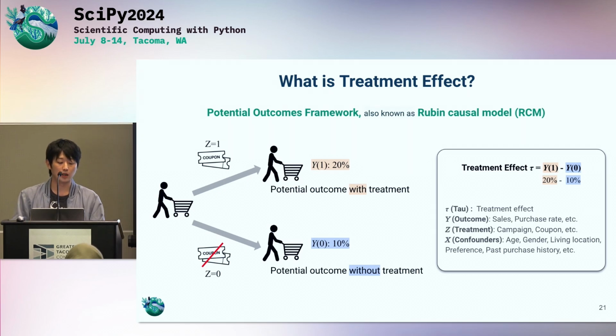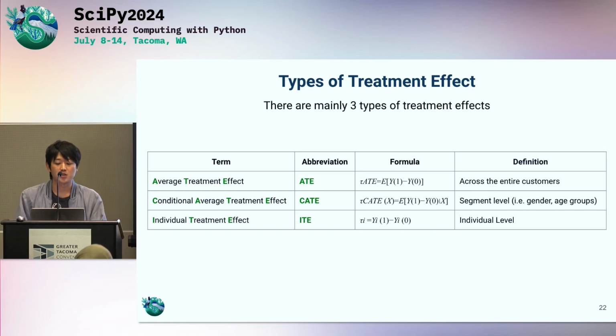So how can we define the treatment effect? Let me introduce the potential outcome framework developed by Donald Rubin, also known as the Rubin Causal Model, RCM. Conceptually, it's very simple. For example, if the potential purchase rate with the coupon is 20% and the potential outcome without the coupon is 10%, the treatment effect is 10%, calculated as 20 minus 10. It's very simple, right?